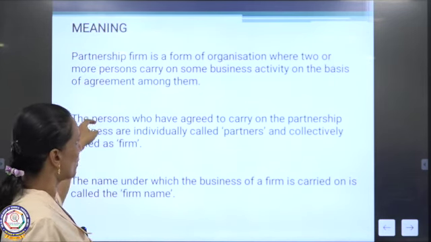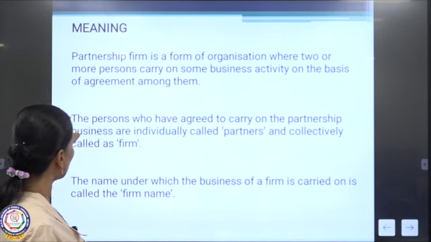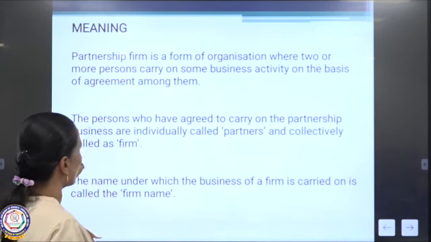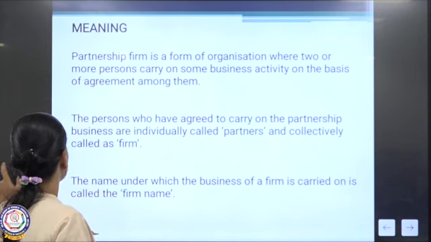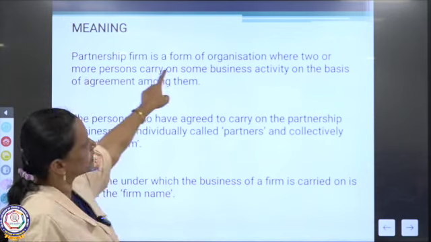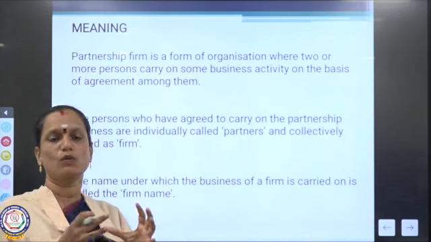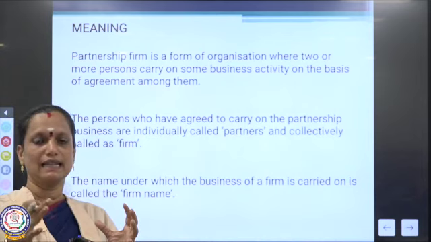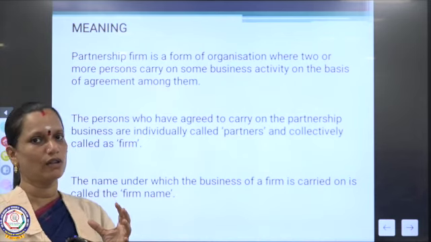Partnership firm is a form of organization where two or more persons carry on some business activities on the basis of agreement among them. See, in partnership we are having a group of persons, two or more persons, and they will form a business and carry on the business.